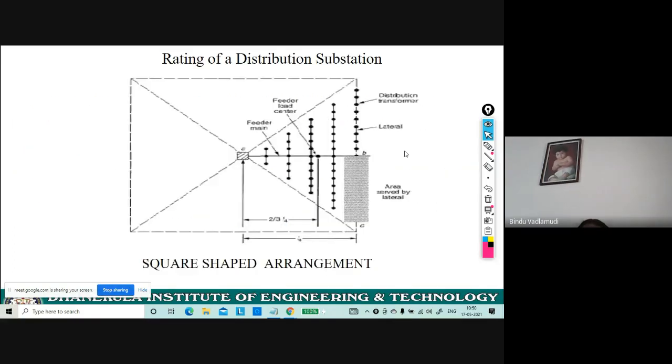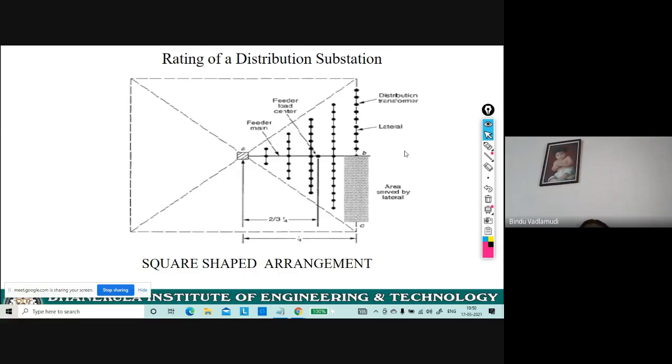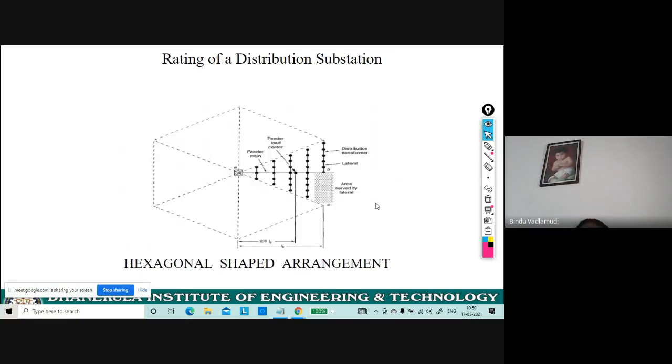Okay. So we have discussed the square shaped arrangement of a feeder. Did we discuss this thing or not? Yes, ma'am. Okay, fine. So what is the next type of arrangement? The next type is a hexagonal type of arrangement. So please all of you copy this diagram.